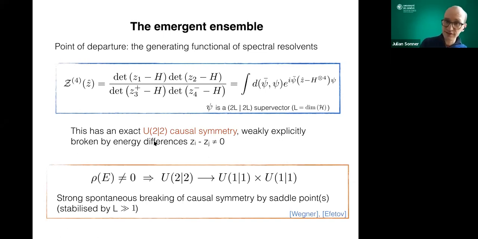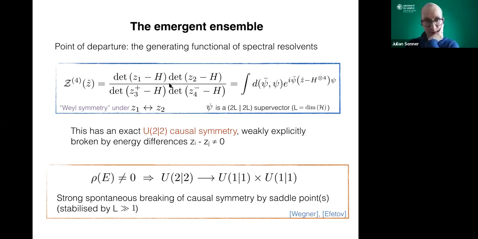But in addition to this small explicit breaking, you will see that the mean field of this theory will break the U(2/2) spontaneously. And the simplest pattern that one can come up with is this one. U(2/2) is broken to U(1/1) times U(1/1). So the individual rotations between two of these pairs of determinants still remain, but the overall symmetry is broken. So this is going to be by saddle points, and the effective theory that results from it is going to be stabilized by a large Hilbert space dimension. So this theory is going to be very good if the number of degrees of freedom is large, and it's also going to be very good if this breaking in energy differences is small. And both of these are precisely the regime that we want to be in to describe our holographic applications.